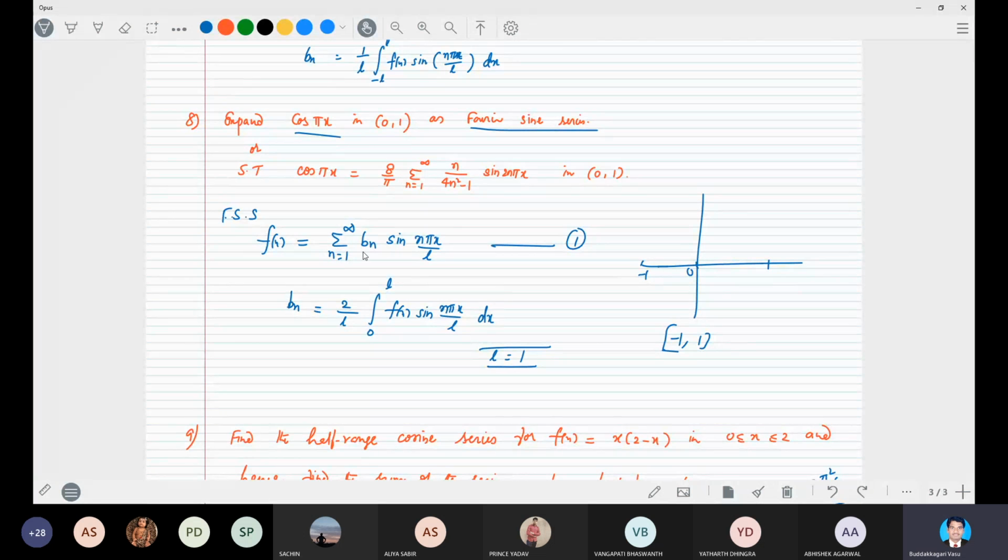So sigma n is equal to 1 to infinity of b_n sin n pi x by l, where b_n is 2 by l times the integral of f(x) sin n pi x by l dx, where l is equal to 1. Now find out this b_n and substitute it in equation 1. It results in the required series expansion of cos pi x. The answer will be like this. This is the answer. Show this one.